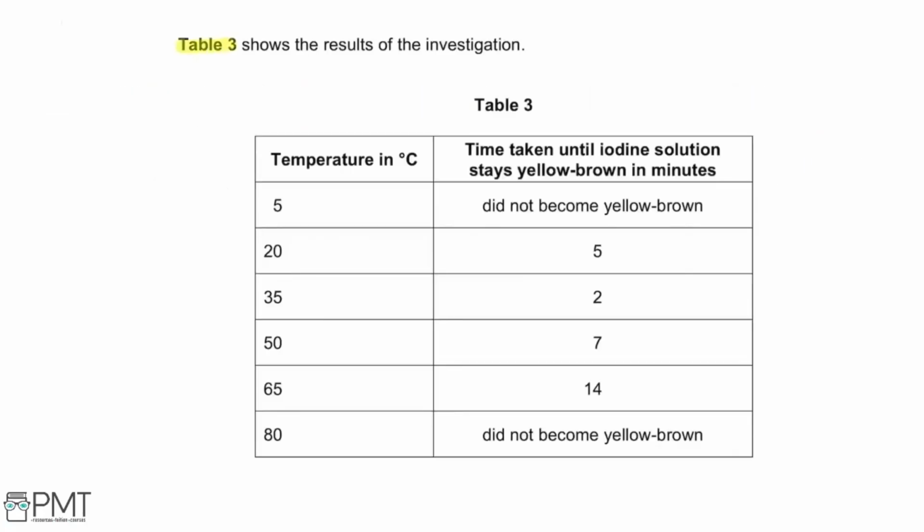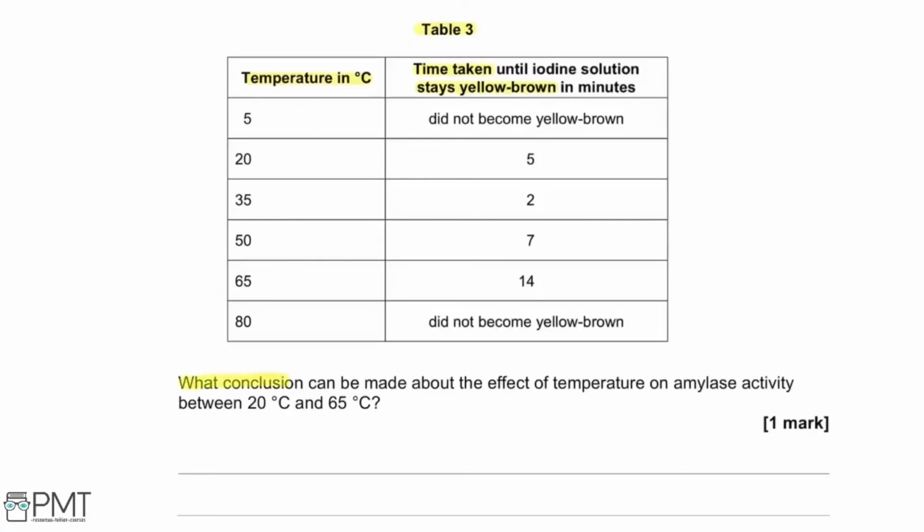Table 3 shows the results of the investigation. So here is table 3, the left-hand column has the temperature in degrees Celsius, and the right-hand column is the time taken until the iodine solution stays yellow-brown in minutes. What conclusion can be made about the effect of temperature on amylase activity between 20 degrees C and 65 degrees C? And this is worth 1 mark.